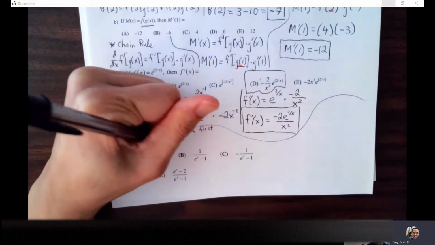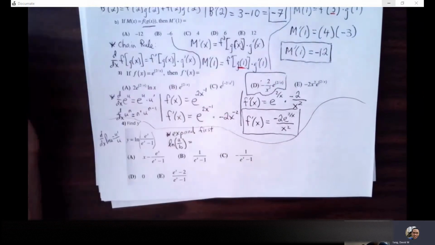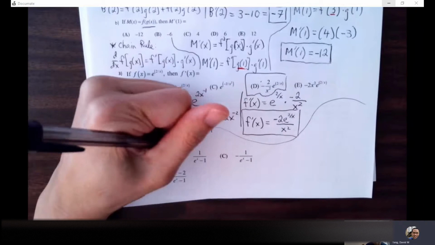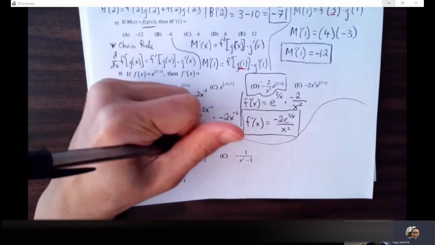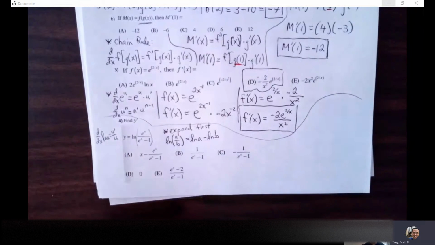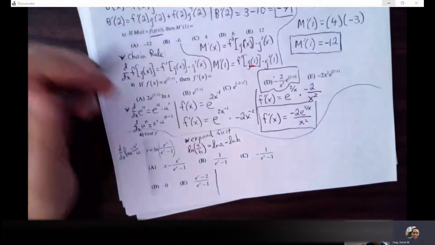So the rule is, if I have natural log of a over b, this is not a derivative step, but just an expansion step. I can rewrite it as natural log of a minus natural log of b. So if we rewrite this problem into easier, smaller pieces, our derivative step will be easier.